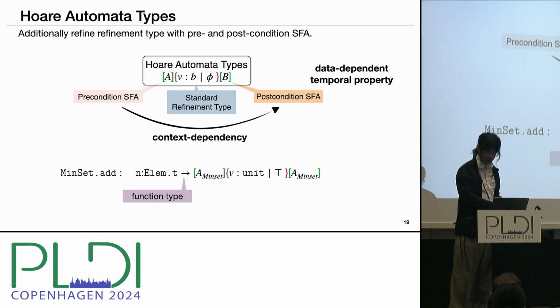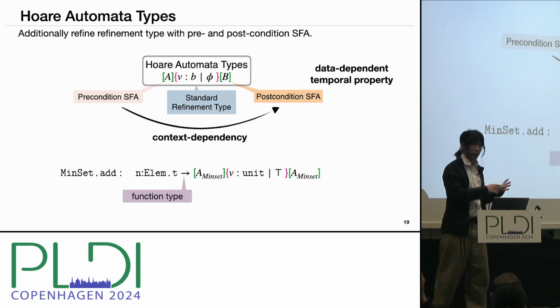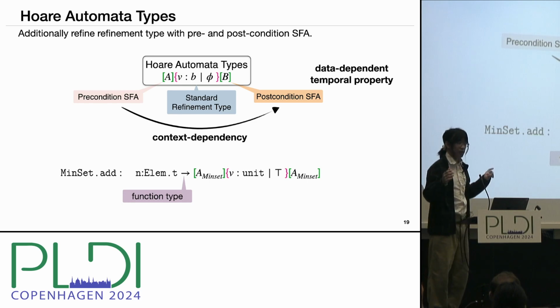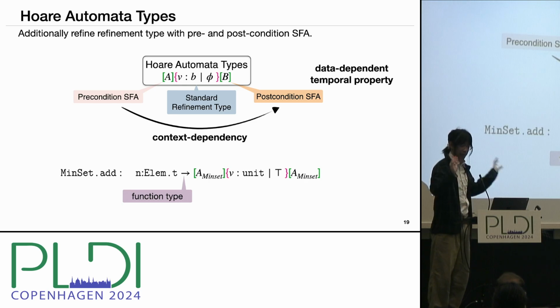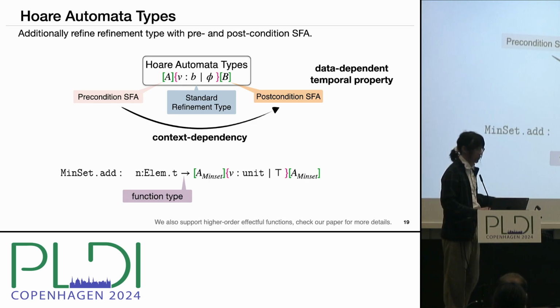We have a function type, and the result type has the same pre and post condition, that is the min set property. So that is how we preserve the min set property. And we also support higher-order effectful functions. Please check our paper.